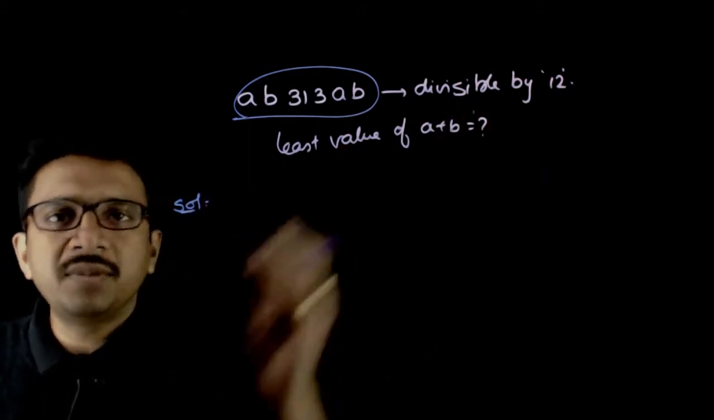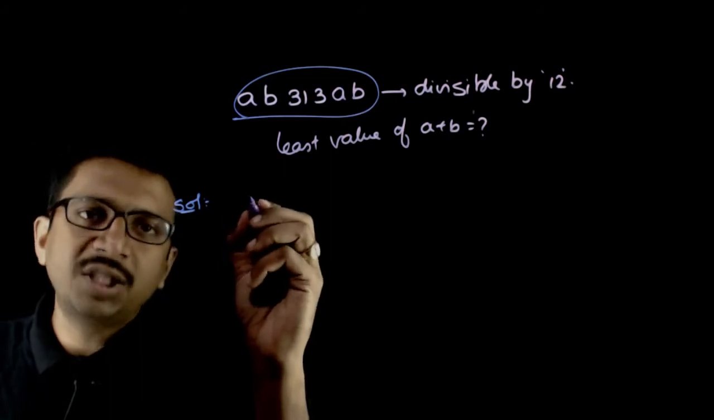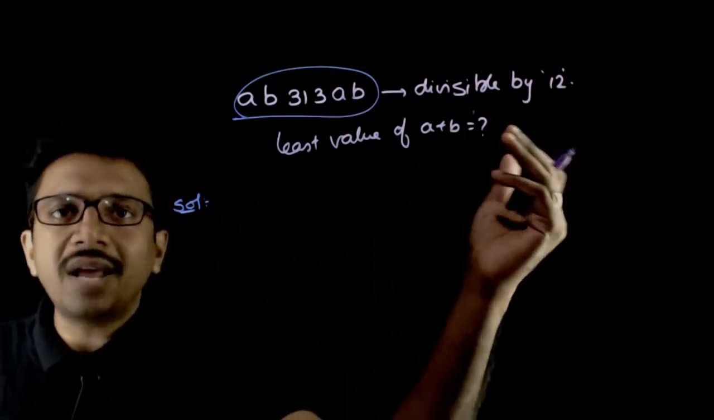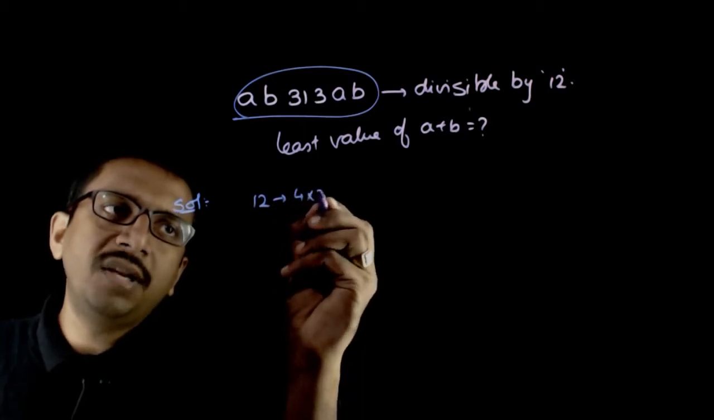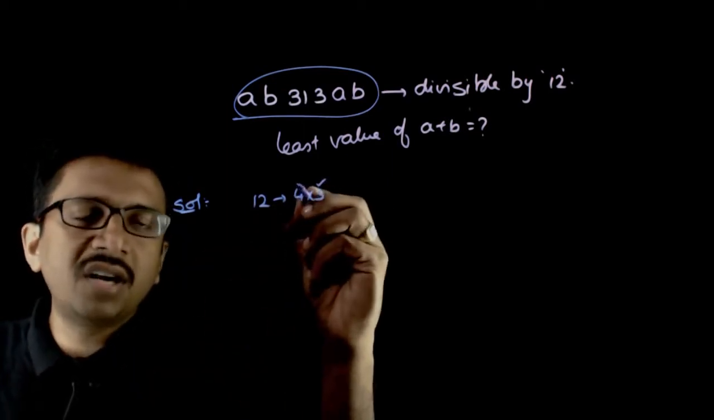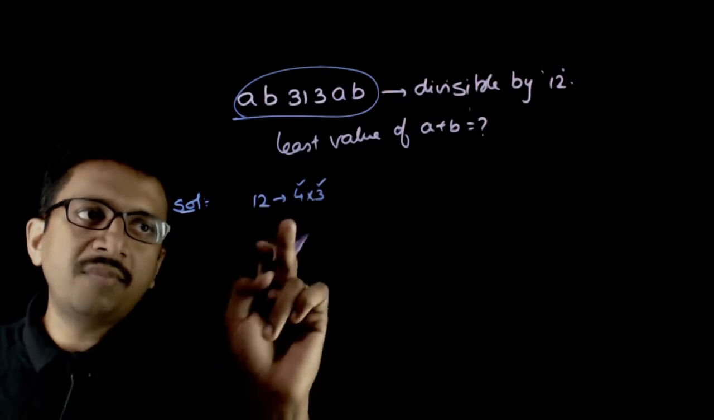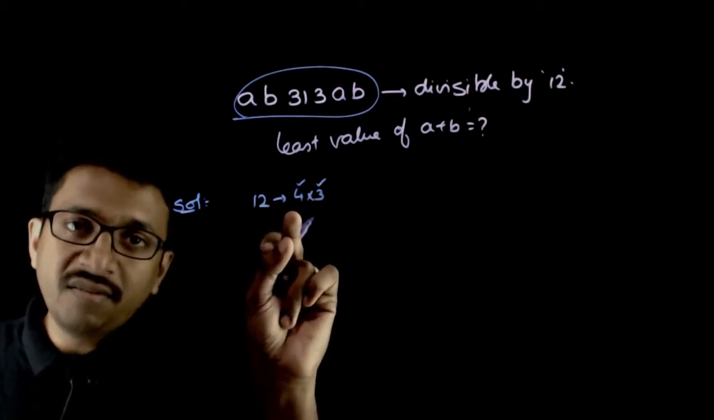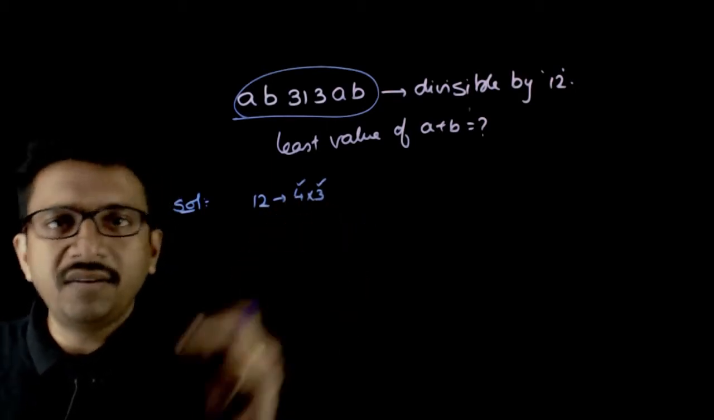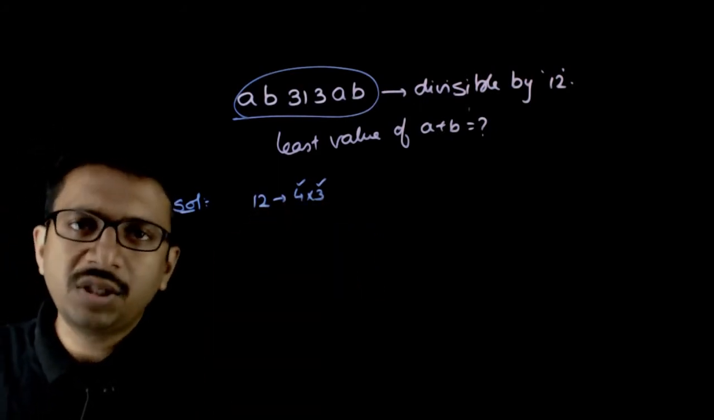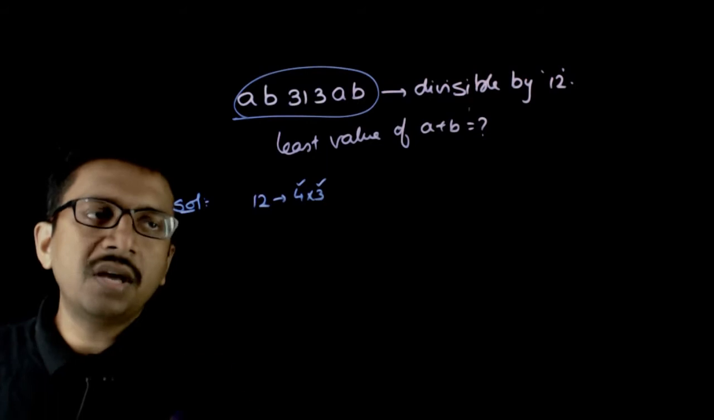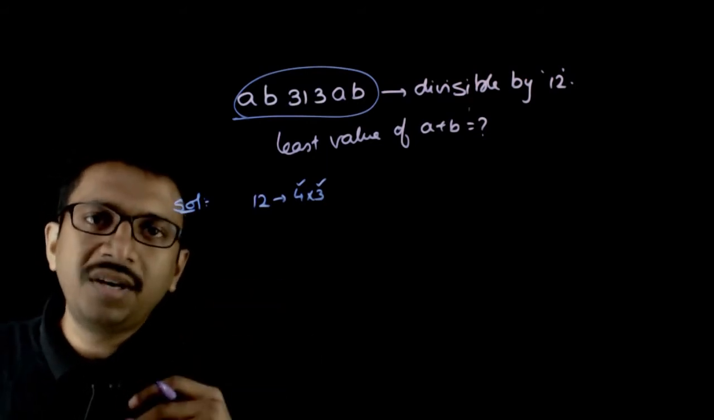If a number is divisible by 12, it has to be divisible by 4 as well as 3, because 12 is nothing but 4 into 3 and 4 and 3 do not have any common factors. So if a number is separately divisible by 4 and also separately divisible by 3, then the number will be divisible by 12. Now what are the corresponding conditions? We know the divisibility rules.